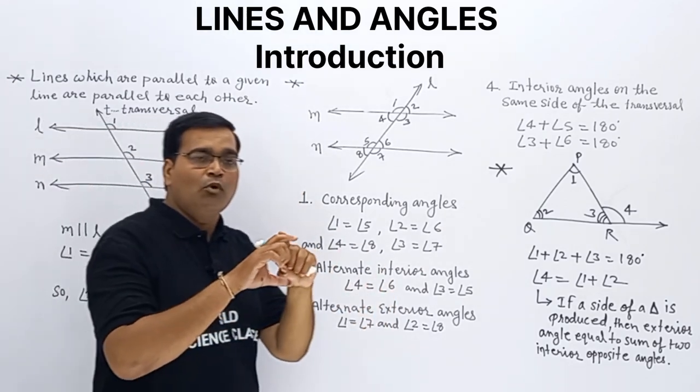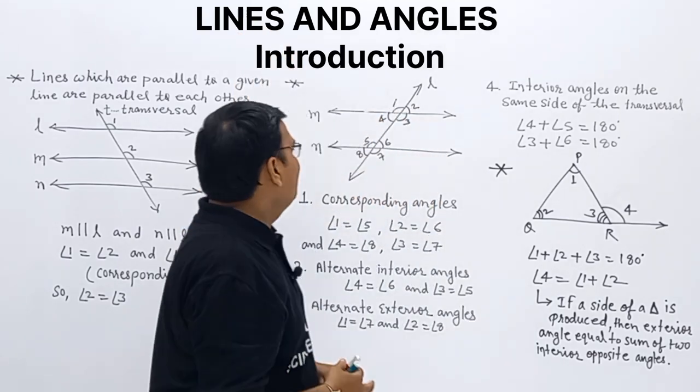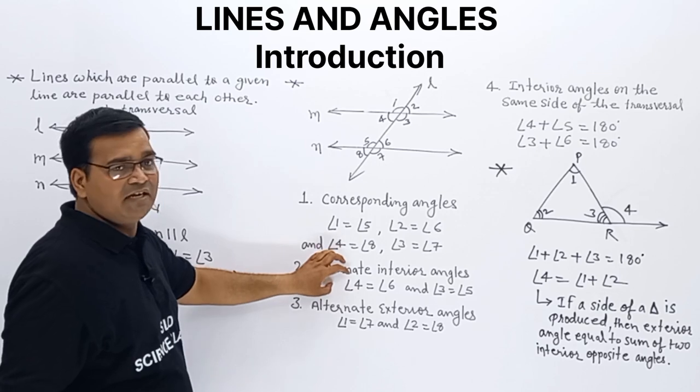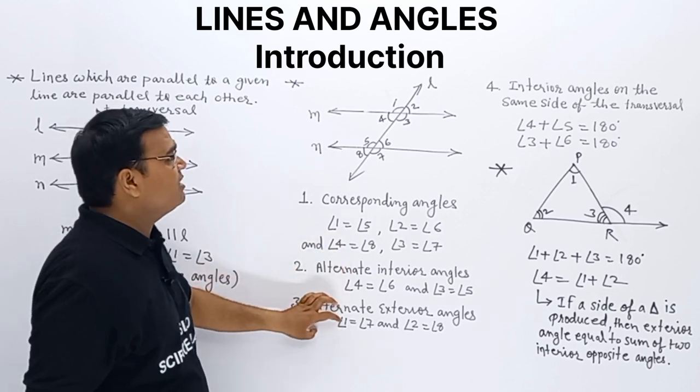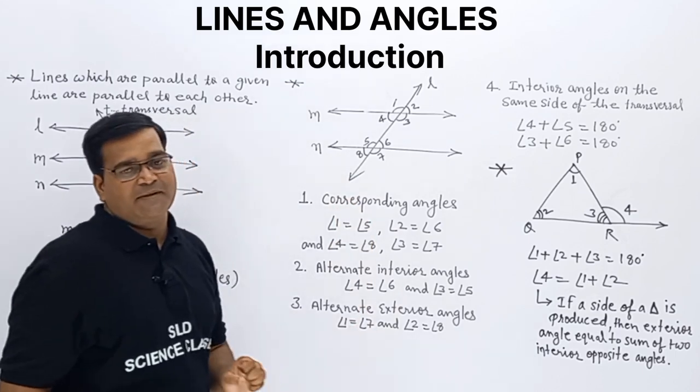So we have 4 points. Once we have two parallel lines and one transversal, then we can obtain corresponding angles, alternate interior angles, alternate exterior angles, and interior angles on the same side of the transversal.